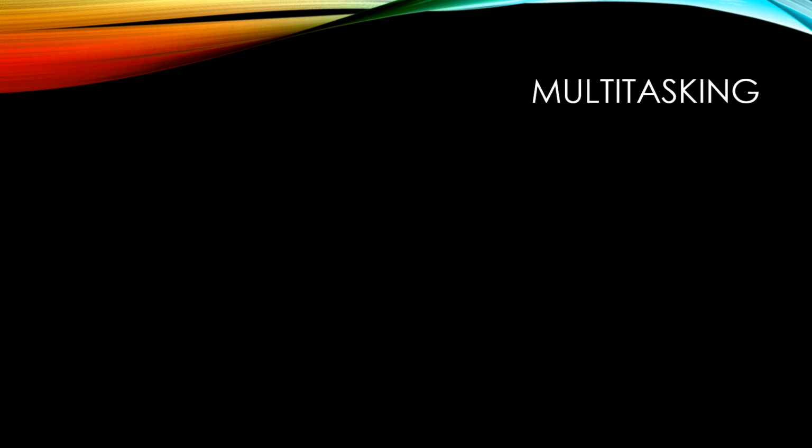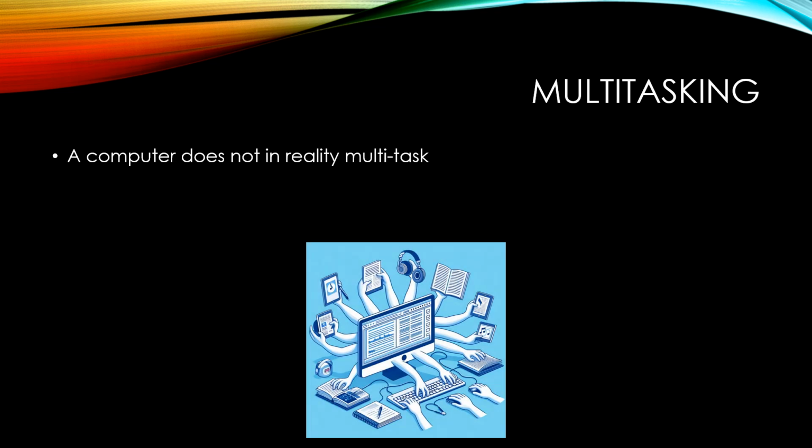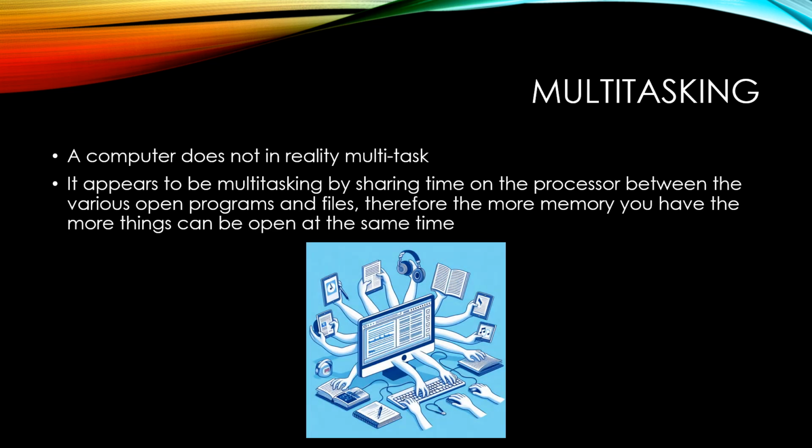A computer does not in reality multitask. It appears to be multitasking by sharing time on the processor between the various open programs and files that are stored in memory. Therefore, the more memory you have, the more things can be open at the same time, giving the greater appearance of multitasking.